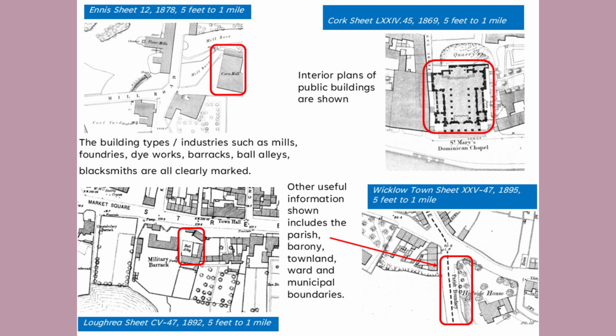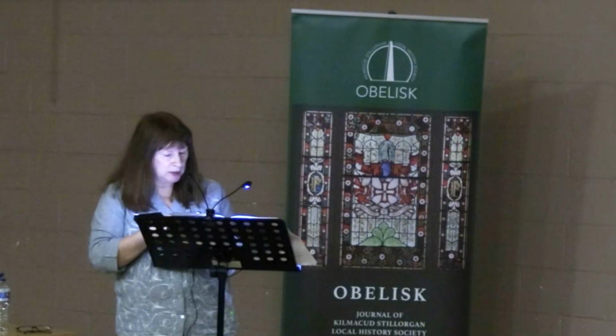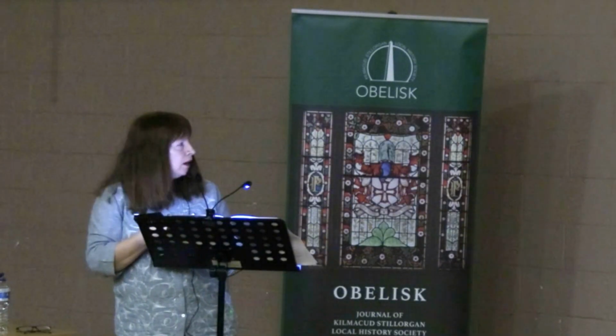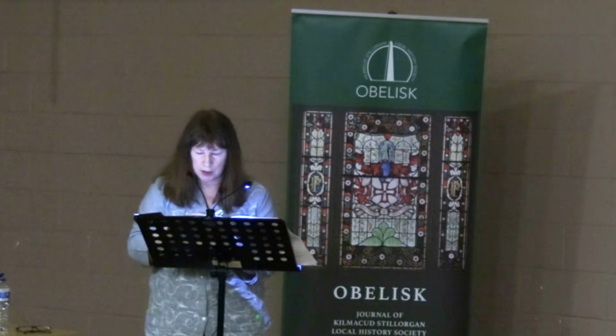useful source of information is the recently published book from Paul Mulligan, which includes all of the abbreviations and has a glossary of terms, and also has a table of scales used on Irish Ordnance Survey maps, and a table of place names changes, and all other additional information. So these are not online yet, but they are due soon on the digital library, the revamped digital library.